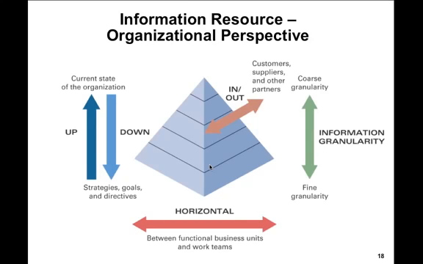Here's the pictorial view of the organizational perspective. On the left-hand side, we've got the current state of the organization, ups and downs in terms of the goals and the directives. Then we have the granularity, fine level of detail versus larger level of detail. This is where we get drill down and all sorts of different abstractions on the data in terms of its presentation as a resource. Depending upon what kind of data you're interested in, you have to get it in the right granularity. Otherwise, it makes no sense.